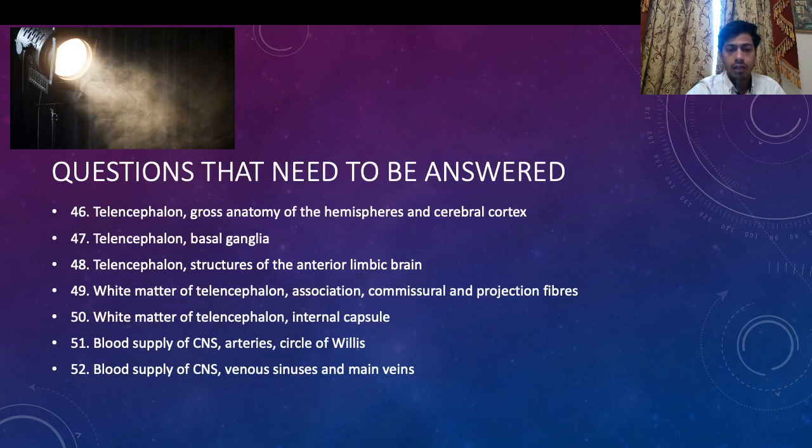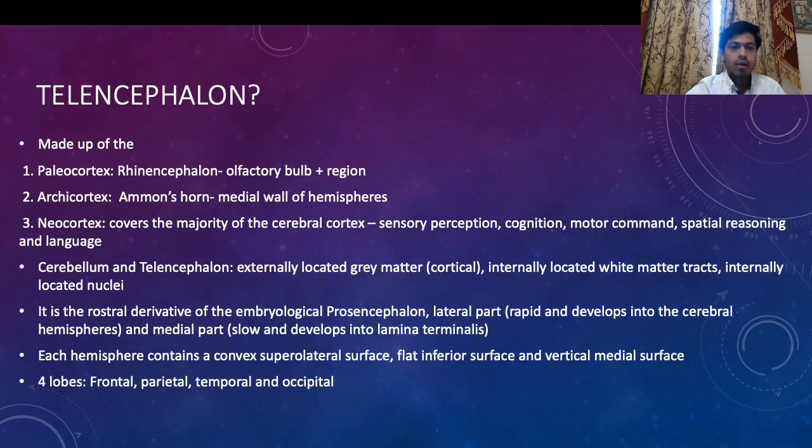And yeah, that should stand you in good stead alongside your own self-study. So as you can see, these questions are quite general. There's a lot to talk about with these, and so I think let's start. So what is the telencephalon?